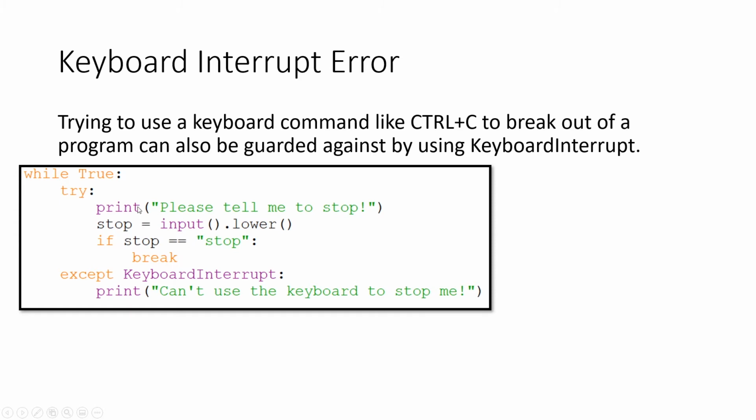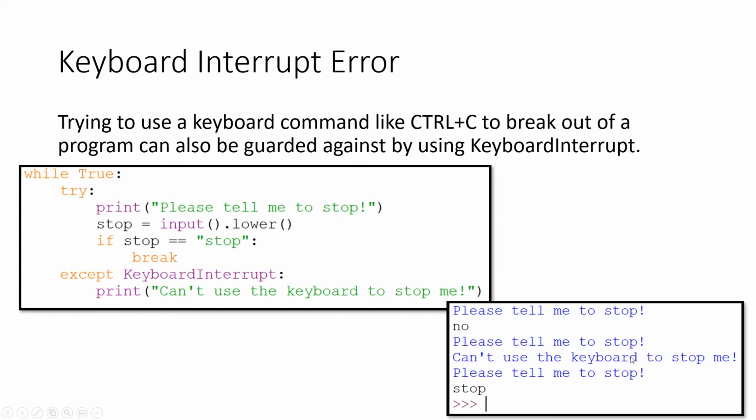Now, if they then try and use a keyboard interrupt at any point, that's when this will trigger, and it'll just say you can't use the keyboard to stop me. It'll look a bit like that. So please tell me to stop. No, so it'll ignore that. Carry on. Go right back up to the true again. Again, print please tell me to stop. If you try to push Control-C at this point, it will then trigger the except and say you can't use the keyboard to stop me, and then go back up to here and carry on with the while loop.